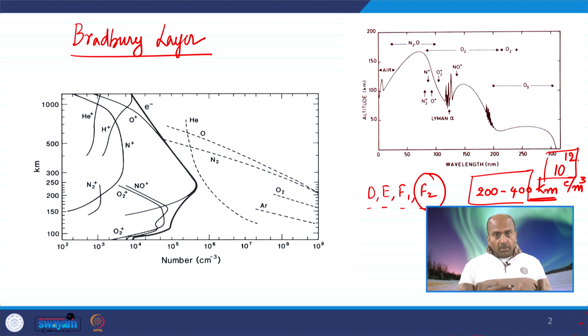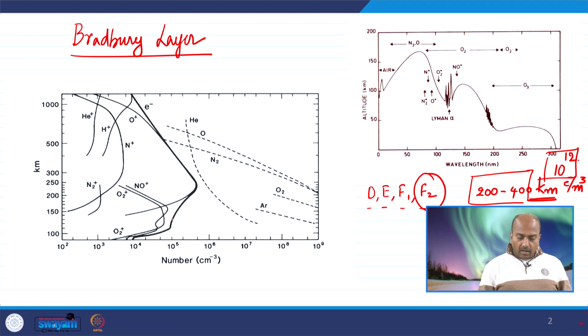So, as you go up, the density of atmosphere becomes very, very small, and the mean free path becomes very, very large. So, despite the fact that there are many photons available for ionization, there are not many atoms or molecules to get ionized. Right. So, now you look at this picture.